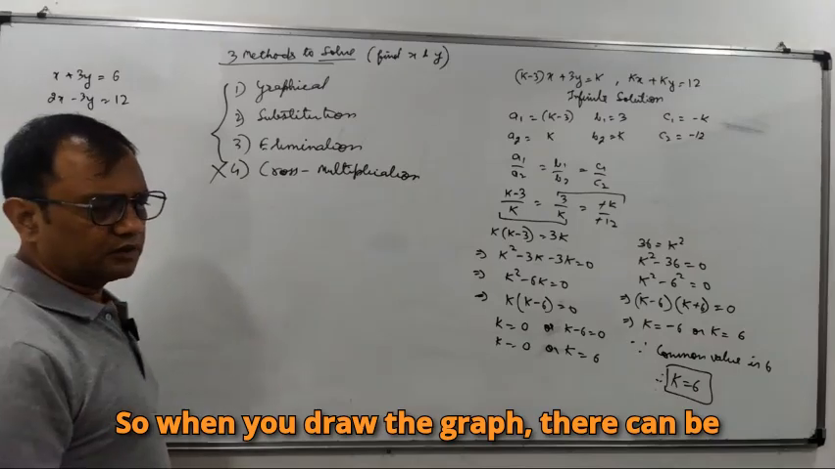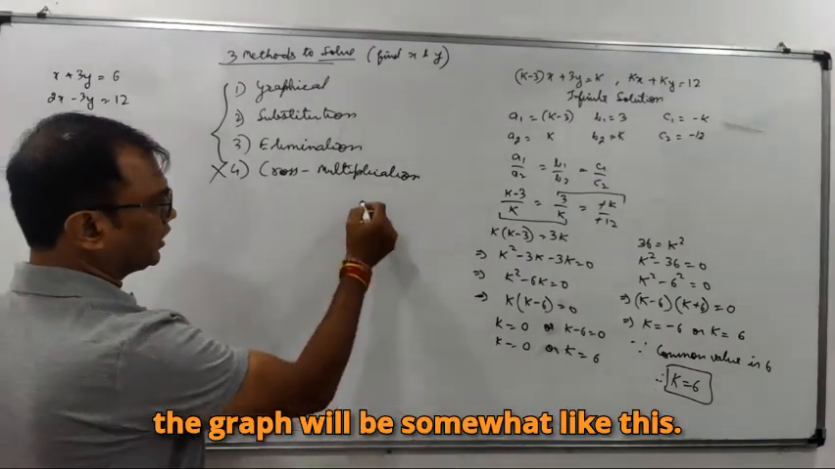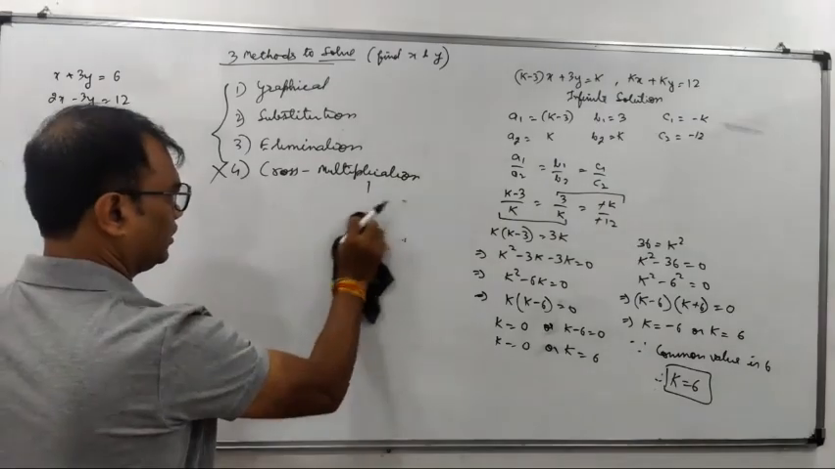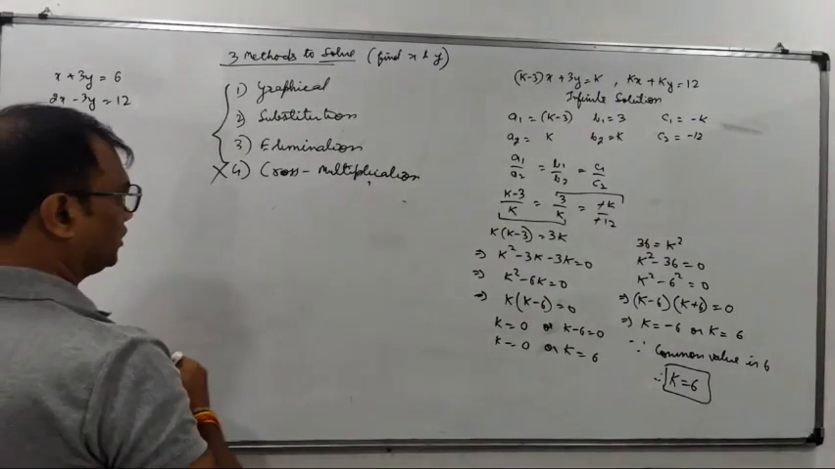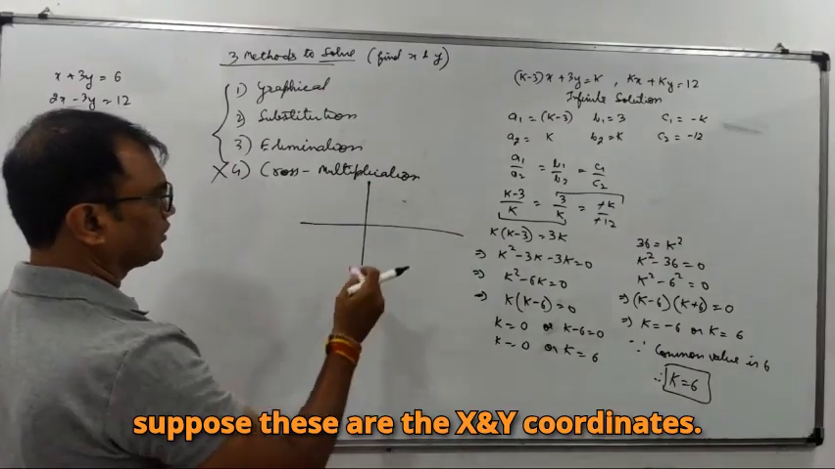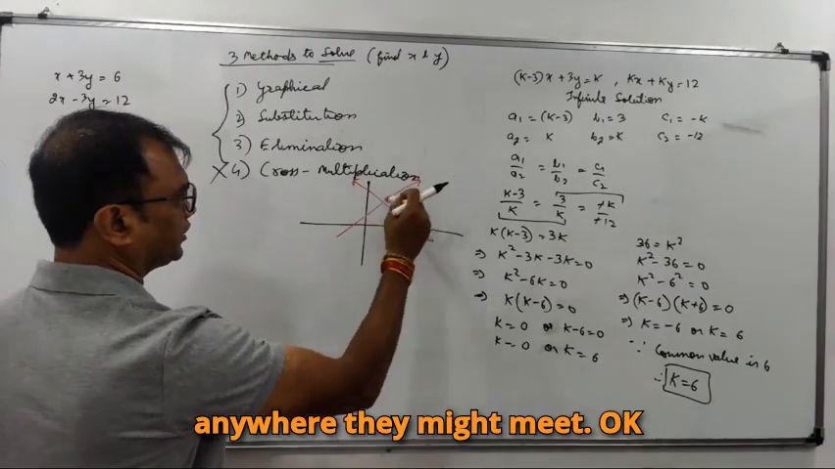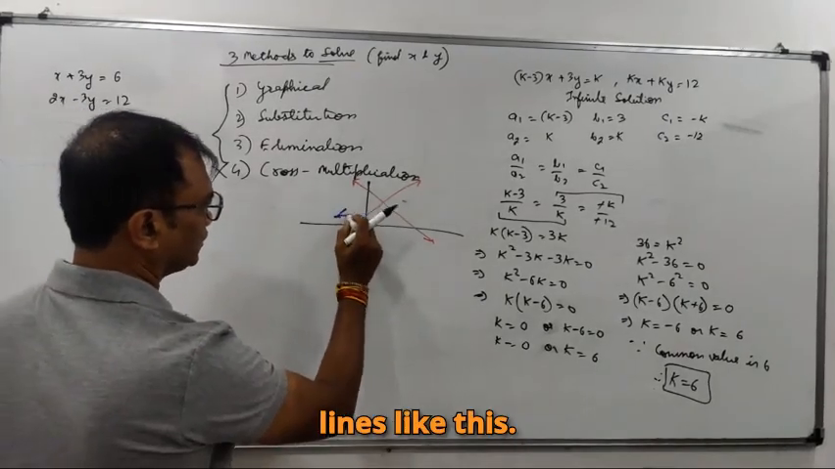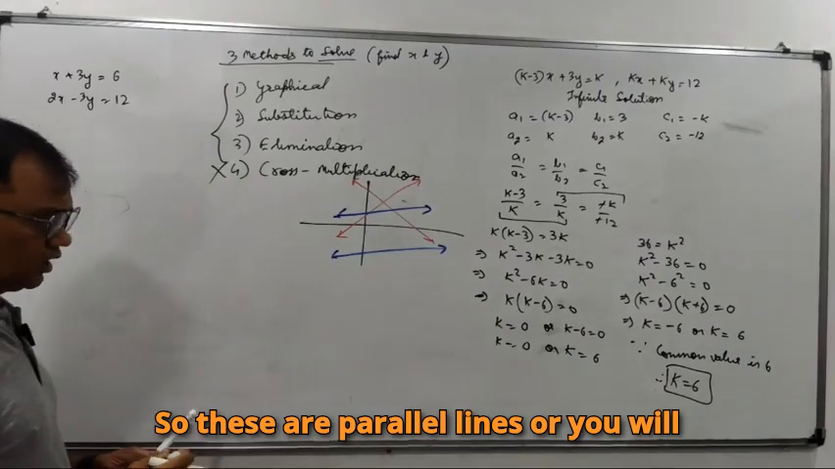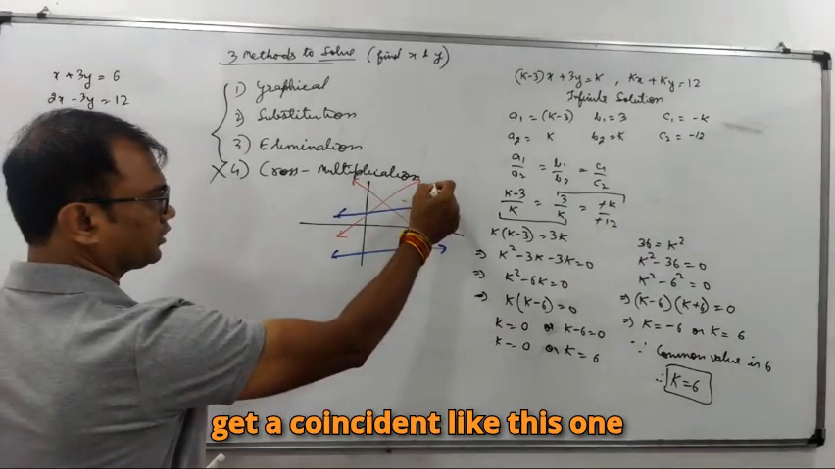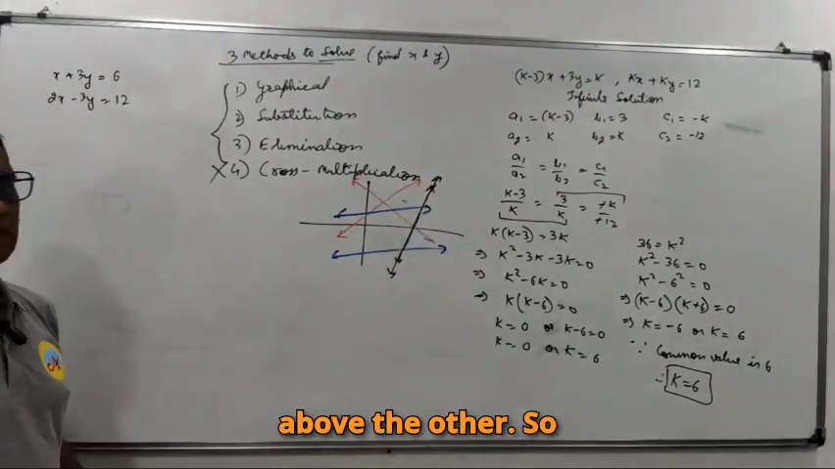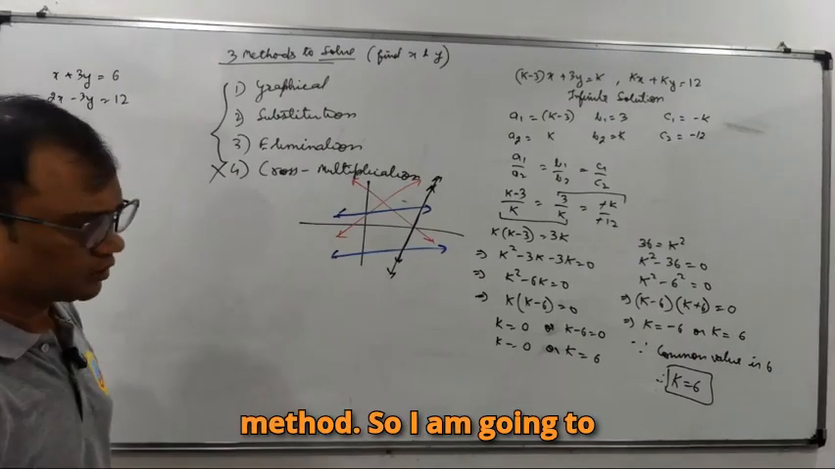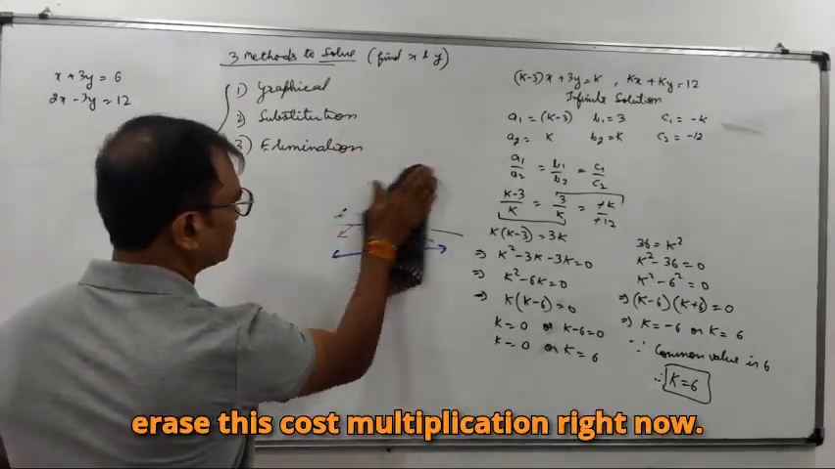So when you draw the graph, there can be three conditions that will appear. Either the graph will be somewhat like this. Suppose these are the x and y coordinates. The lines may be somewhat like this. Anywhere they may meet. Okay. Or you can also get lines like this. So these are parallel lines. Or you will get coincident lines like this, one above the other. So any one such type of graph you will get when you draw with the graphical method. This figure will be formed and nothing new will be formed, right? So I am going to erase this cross multiplication right now.